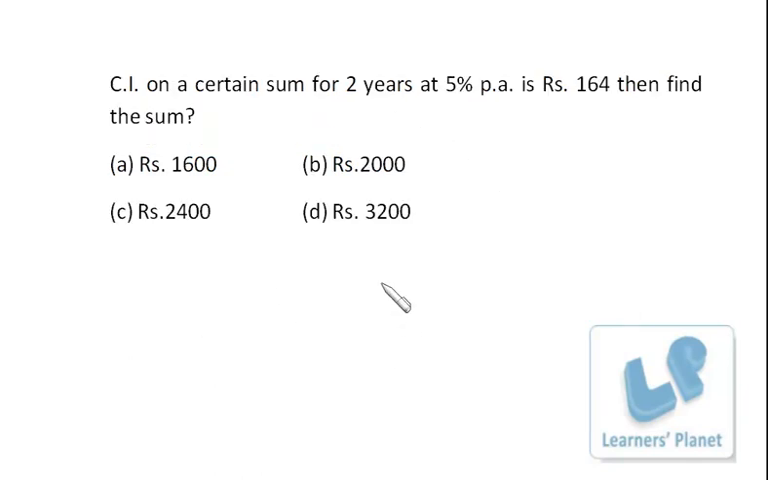Similarly, let's see this one. CI on a certain sum for 2 years at 5% per annum is rupees 164. Then find the sum. Okay. Simple. Suppose I assume the sum is rupees 1000 to make the problem simple. So at 5% per annum, 50 rupees is the simple interest in the first year, 50 rupees simple interest in the second year, right? Now compound interest, if we talk about, that will be interest on interest of first year. Okay, so 50 and 5% of 50, that is 2.5 rupees.